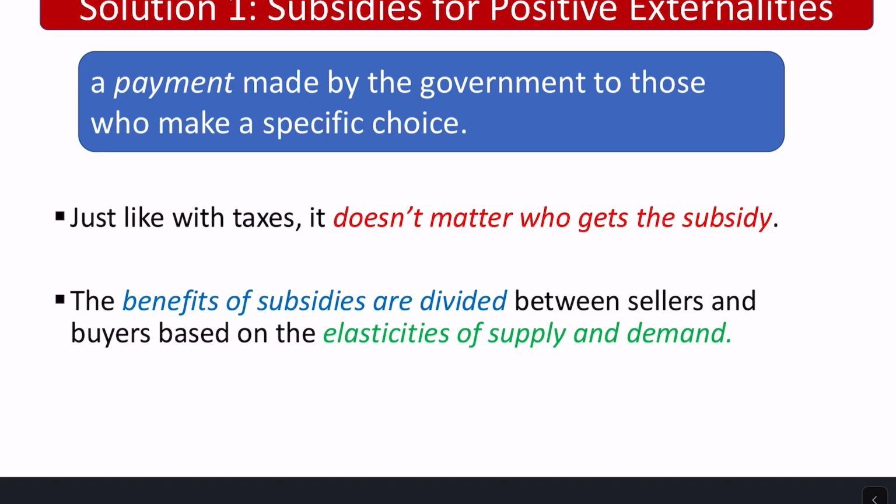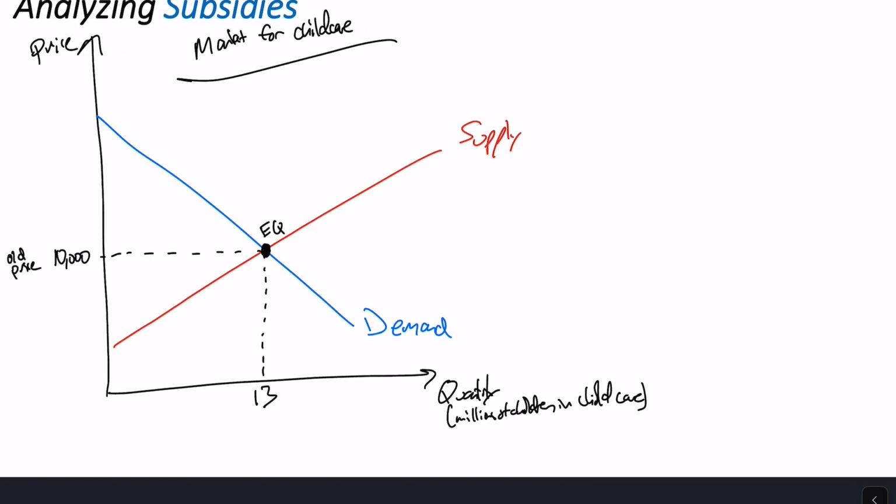a fixed amount of money per unit consumed of that good to the buyers, okay? So just like with taxes, it doesn't matter who gets the subsidy, either the buyer or the seller, outcomes are going to be exactly the same. The benefits of subsidies are then going to be divided between sellers and buyers based on the elasticities of supply and demand. So this is like the incidence of the subsidy, of who gains from it. And now I'm going to show you how a subsidy is going to work in terms of those outcomes in the market. All right, so we're going to do the market for childcare.